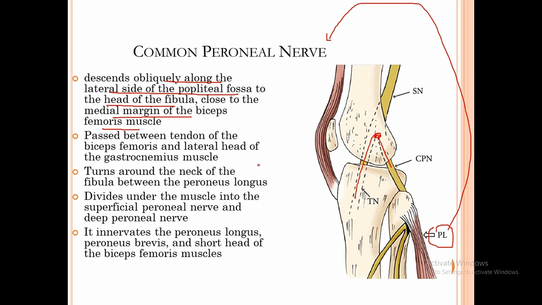Then it passes between the tendon of biceps femoris and the lateral head of gastrocnemius. So here common peroneal nerve, and then it's turning around the neck of fibula and passing between the peroneus longus. Finally it divides into two parts, superficial peroneal nerve and deep peroneal nerve. And it's supplying the peroneus longus and peroneus brevis along with the short head of the biceps femoris.